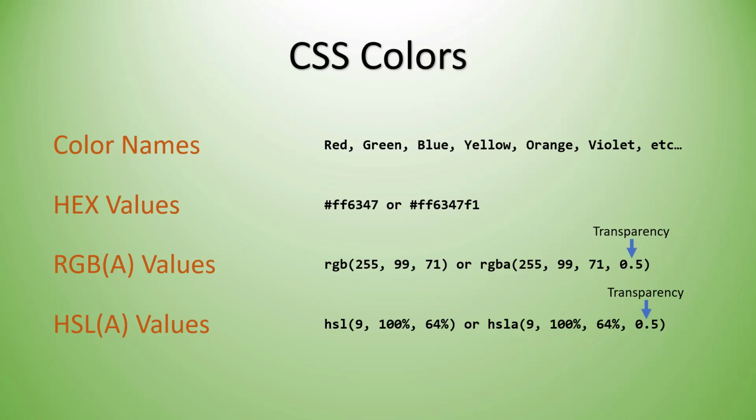Once again, just similar to the RGB method, for HSL there's an HSLA, which allows you to pass in a 4th value that again determines the transparency or the opaque nature of this color, with 1 being fully opaque and 0 being transparent.